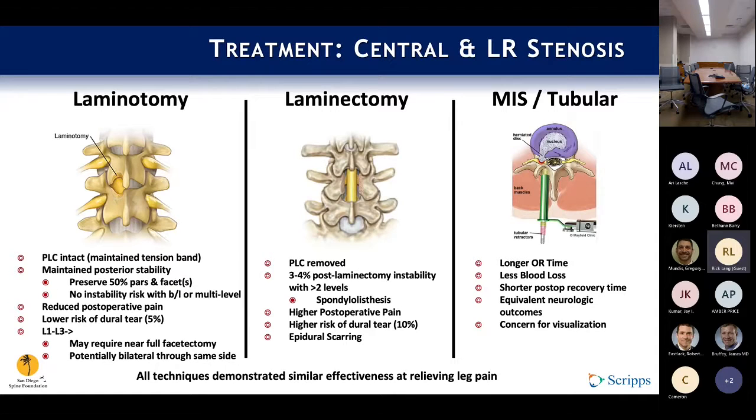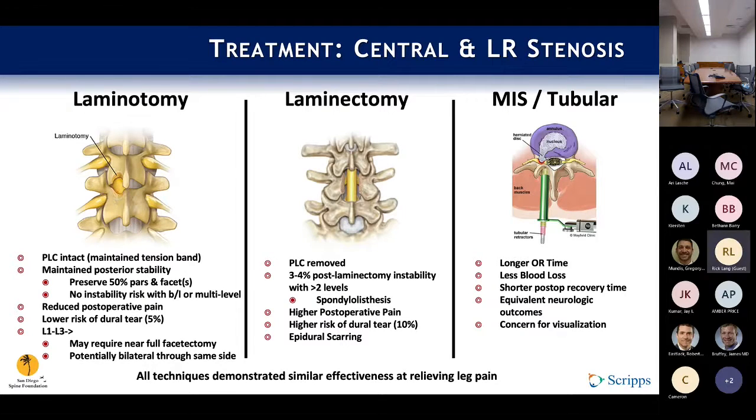Looking at the literature, I try to break it down into these categories and highlight the pertinent, salient points from each of these treatment algorithms. So on the left, laminotomy: we're basically leaving the posterior ligamentous complex intact and maintaining our tension band. Because of that, the theory and the literature show that you have improved posterior stability.